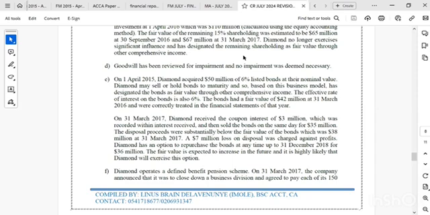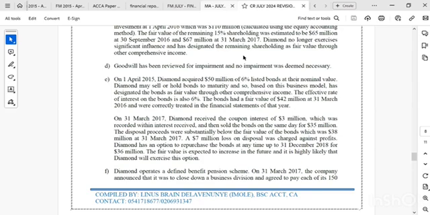A 7 million loss on disposal was charged against profit. Diamond has an option to repurchase the bond at any time up to 31 December 2018 for 36 million. The fair value is expected to increase in the future, and it is highly likely that Diamond will exercise this option. All right, so let's take it one by one.